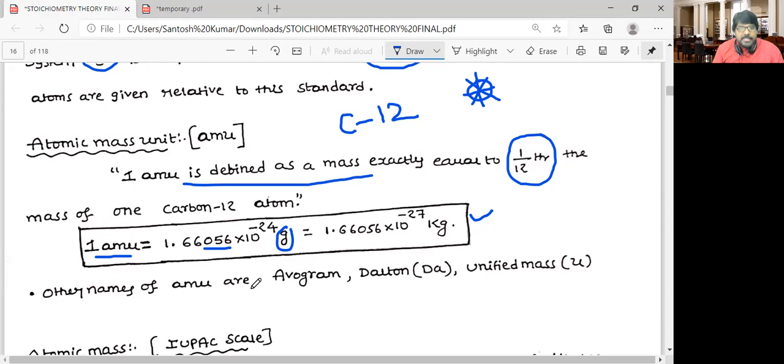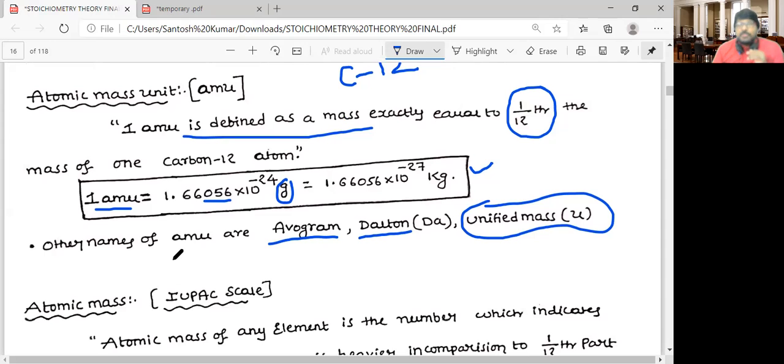And what are the other names of AMU? It is also known as avogram. I will tell you why it is avogram. It is also known as Dalton. And the latest symbol for AMU is unified mass. Instead of atomic mass unit, we can say simply U, which means unified mass. This is the meaning of AMU, right? Now, let us define the atomic mass. I already told you, older scales I'm not taking.